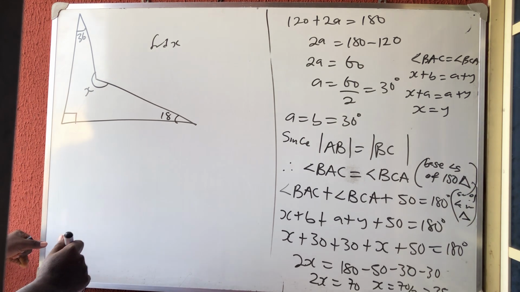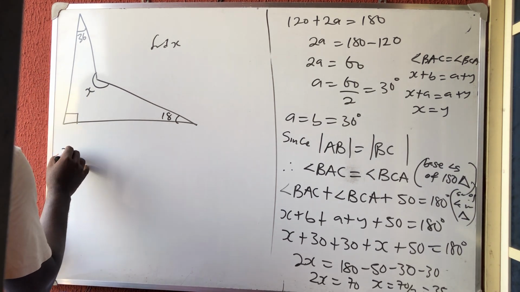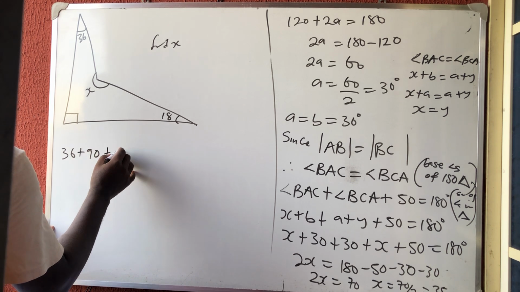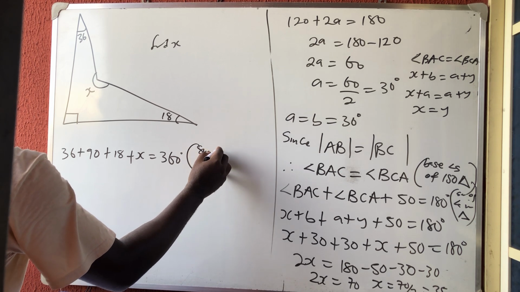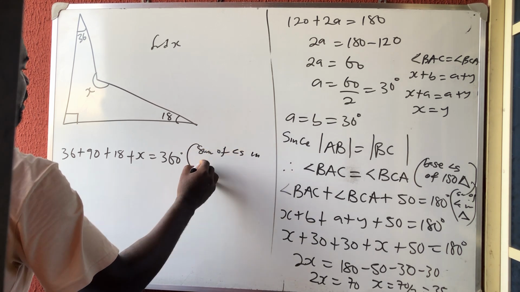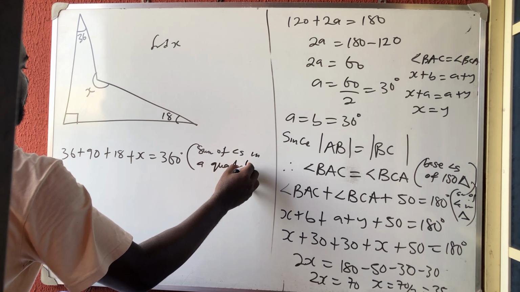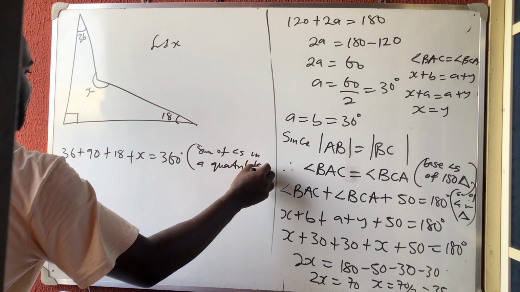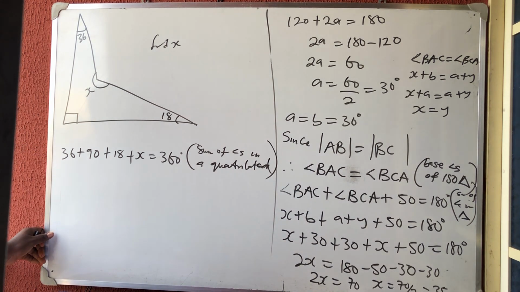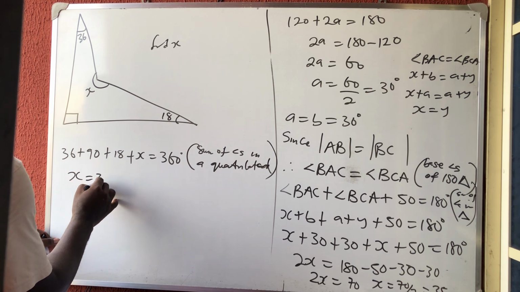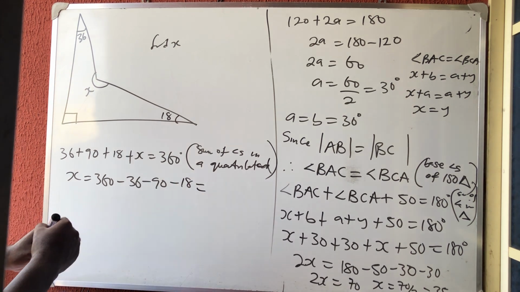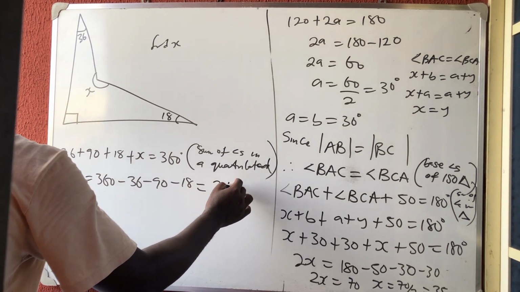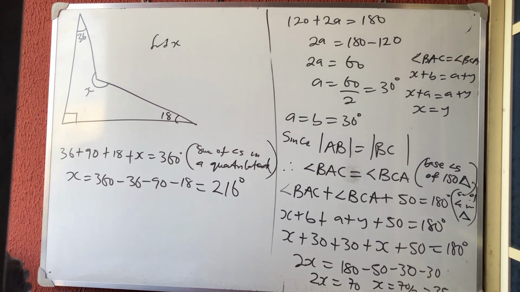and the sum of angles in a quadrilateral is 360. So I can simply say that 36 plus 90 plus 18 plus x is equal to 360 degrees. What is my reason? Sum of angles in a quadrilateral, or in a quad as a shortcut. So therefore my x should be equal to 360 minus 36 minus 90 minus 18. So what do you have? You have 216 degrees. As simple as that.